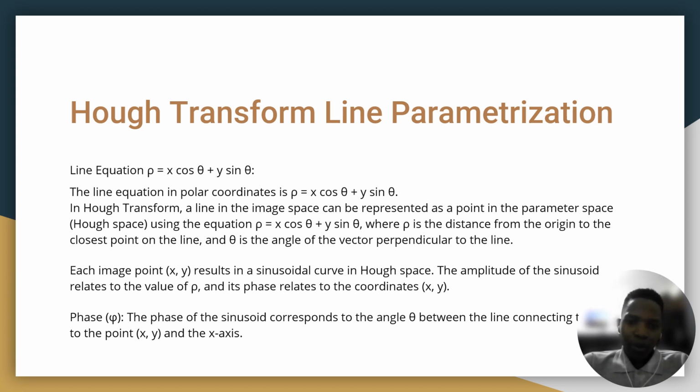Each image point, say (x, y), results in a sinusoidal curve in Hough space. The amplitude of the sinusoidal relates to the value of p, and its phase relates to the coordinates (x, y). The phase of the sinusoidal corresponds to the angle θ based on the line connecting to the point and the x-axis.